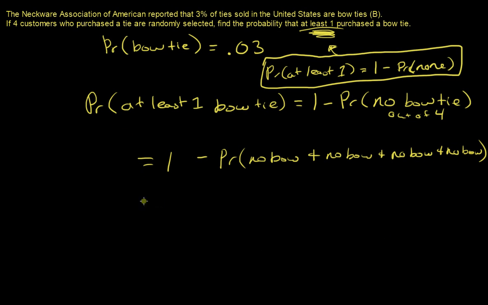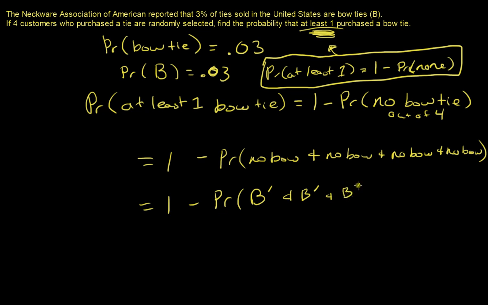So in other words, if bow tie is B, right? Then I could write this as B prime. Remember, prime means not B, right? That little sign here means not whatever the event is. So not B and not B and not B and not B.